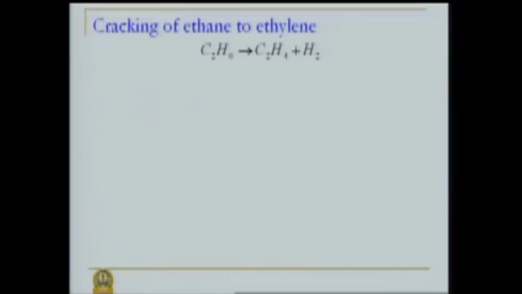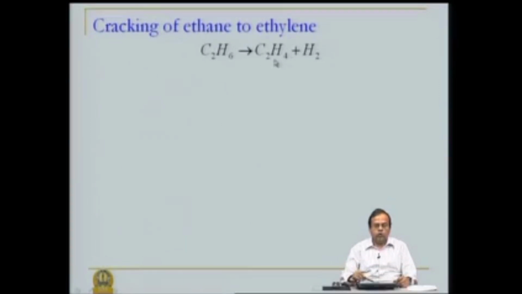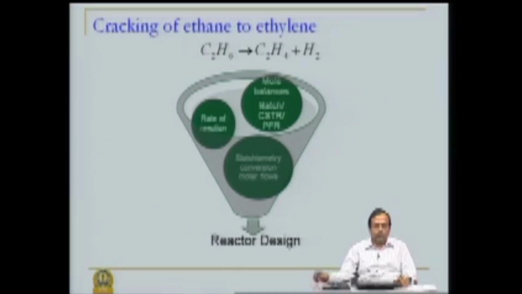So, how do we go about reactor design in general? This is our cracking of ethane to ethylene. We have one molecule of ethane giving rise to one molecule of ethylene and liberating one hydrogen. So, that is a dehydrogenation reaction. In reactor design, what we typically do, and this you would have seen in some form or the other, is start with the stoichiometry of this reaction, that is one molecule of ethane going to one molecule of ethylene and so on. What is the conversion? What are the molar flow rates that are going in and out of this reactor?